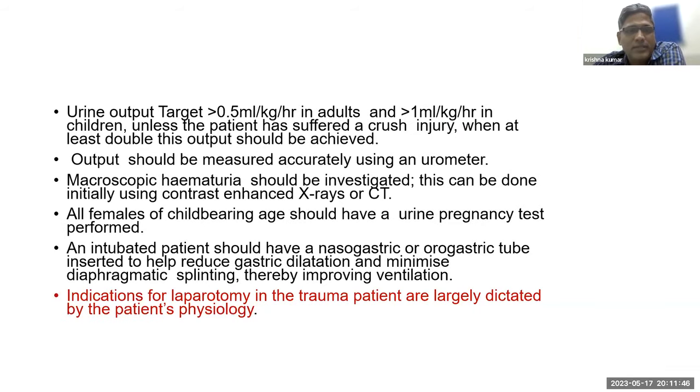Target a urine output of at least 0.5 ml per kg per hour in adults and more than 1 ml per kg per hour in children, unless the patient has rhabdomyolysis or a crush injury, in which case a higher urine output should be targeted. Macroscopic hematuria should be thoroughly investigated using a contrast CT, and all females of childbearing age should have a urine pregnancy test done.